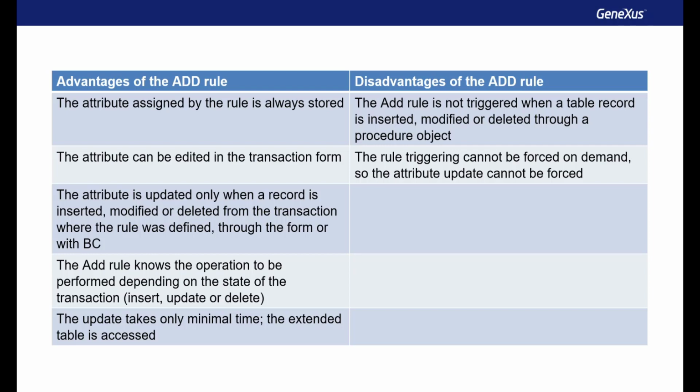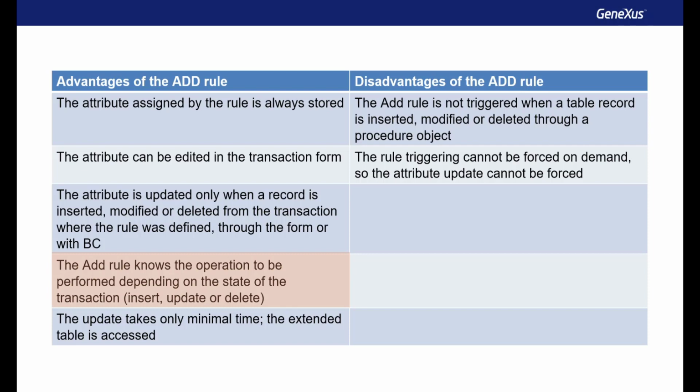First, let's analyze the advantages and disadvantages of using an add rule. The advantages: the attribute assigned by the add rule is always stored, so its value is immediately retrieved. The attribute can still be edited in the transaction's form. The attribute is updated each time the rule is triggered. In other words, when a record is inserted, modified, or deleted from the transaction where the rule was defined, either through its form or through business components.